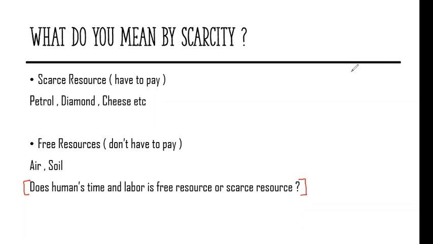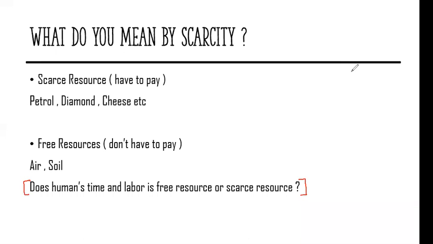Think about it and let me know. Yes, very good, right? It's a scarce resource. Now, why is it a scarce resource? Just think about why you guys are paying me. Because I'm giving my time to you guys, right? I'm teaching you. So that's why you are paying me. So there's a cost, a payment which I'm receiving for my time.